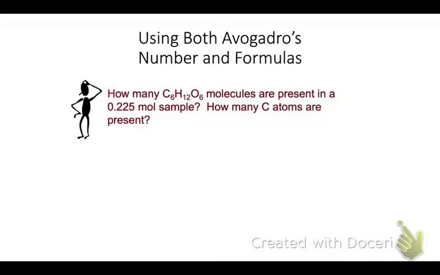How many glucose molecules, C6H12O6 is a glucose molecule, are present in a 0.225 mole sample? And then there is a follow-up question: how many carbon atoms are present? So let's take it one question at a time. If I have 0.225 moles of glucose, I will convert that into molecules.